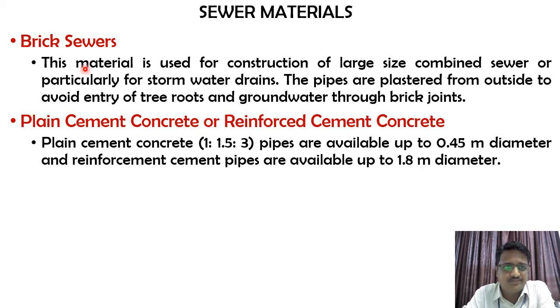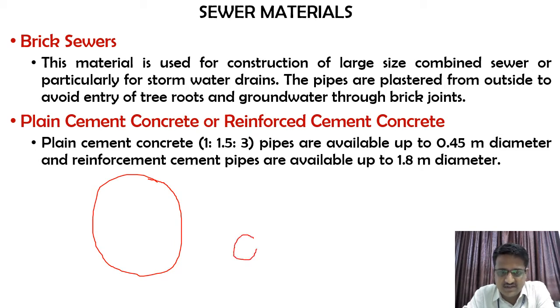Brick sewer. This material is used for construction of large size combined sewers or particularly for stormwater drains. The pipes are plastered from outside to avoid entry of roots and groundwater through the brick joints. So basically you can apply these brick sewers whenever the size of the sewer is quite large. At that point of time you can arrange these bricks in a suitable way to give a proper curvature.